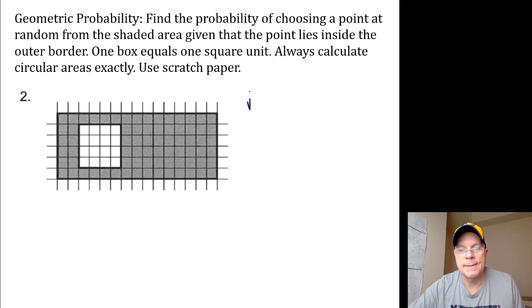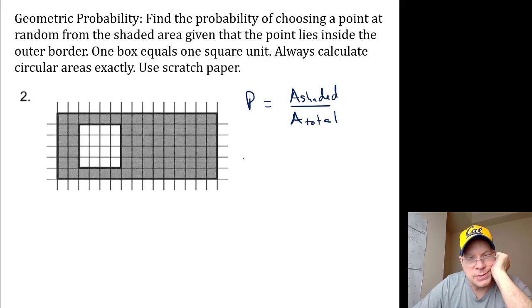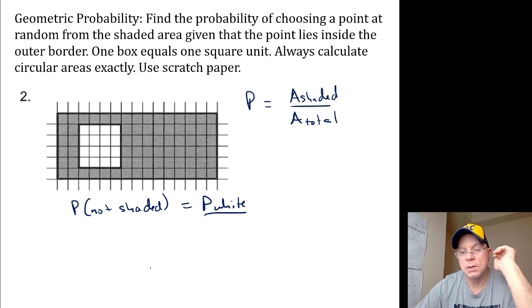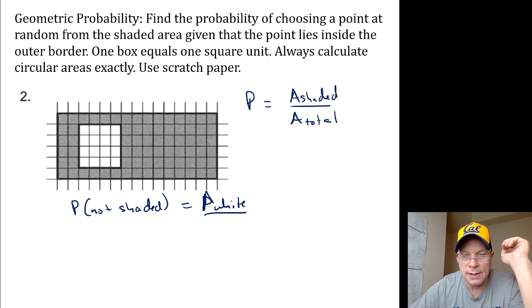Probability of shaded equals the shaded area compared to the total area. Well, that's weird because there's so much more shaded than there is unshaded. I have an idea, but I don't see why not. Let's do the probability not shaded. That's the probability of the white area compared to the, no it's not. It is the white area compared to the total area.